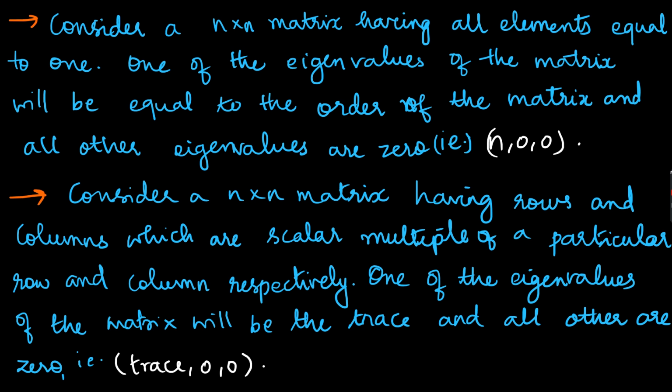And next, if you have an n by n matrix and a row or a column is a scalar multiple of another row or column, for example the first row is 1, 2, 3 and the second row is 2, 4, 6, which is a scalar multiple of the first row, then such a matrix will have the trace as one of its eigenvalues and all the other eigenvalues will be equal to 0. So these two are going to help you a lot.